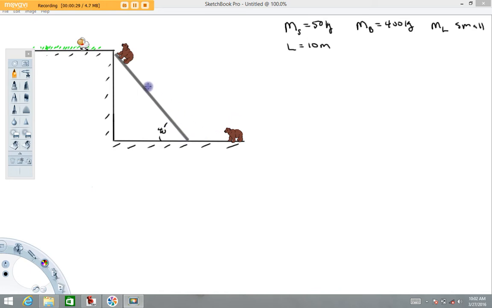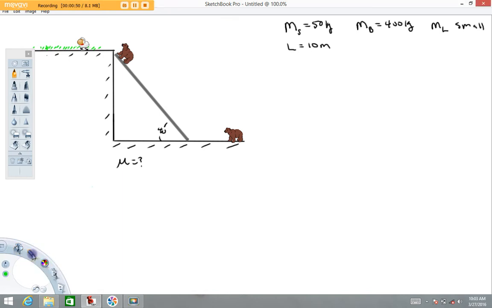So the bear is going to climb up the ladder, and what we're going to try to calculate is the coefficient of friction required at this surface so that the ladder doesn't slide down and hurt the bear. So what I'm going to do here is start with a free body diagram as usual.